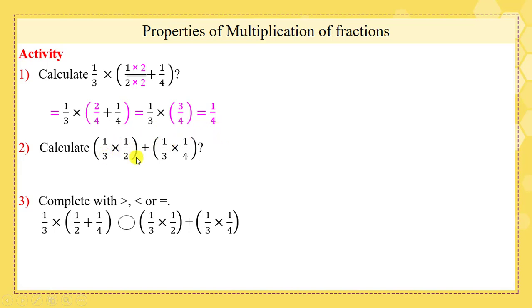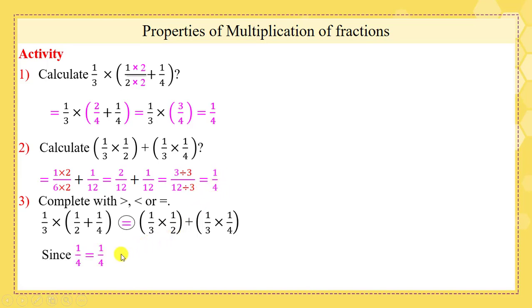1 over 3 times 1 over 2. 1 times 1 equals 1. 3 times 2 equals 6. 1 over 6 plus 1 over 12. Change these fractions to like fractions. 6 times 2 equals 12. 1 times 2 equals 2. So 2 over 12 plus 1 over 12 equals 3 over 12. Simplify this fraction. Divide by 3. Divide by 3. So the answer is 1 over 4.